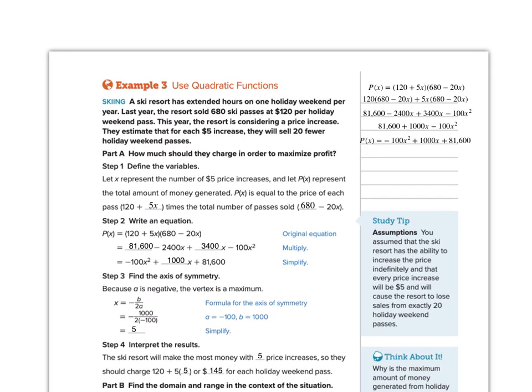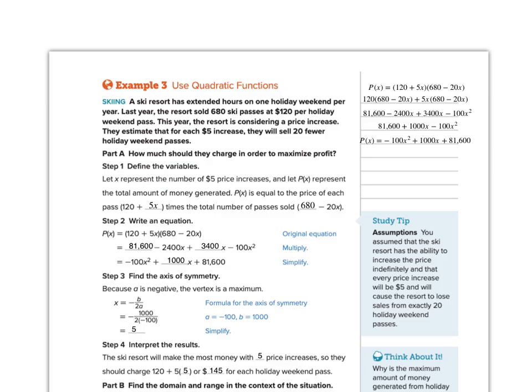Here, using quadratic functions, ski resort. A ski resort has extended hours on one holiday weekend per year. Last year, the resort sold 600 ski passes at 120 per holiday weekend pass. This year, the resort is considering a price increase. They estimate that for each $5 increase, they will sell 20 fewer holiday weekend passes. Okay. How much should they change in order to maximize their profit?